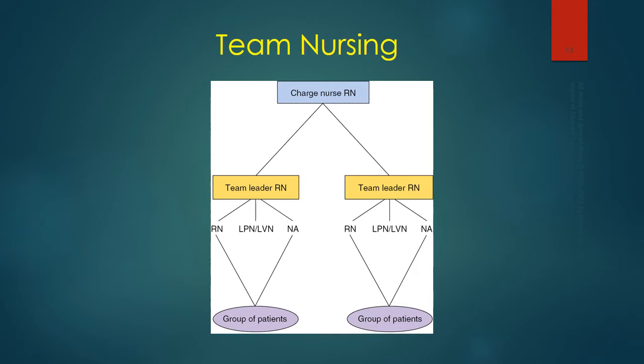The members of the team, such as the RN, LPN, LVN, nurse aide, or UAP, report directly to the team leader regarding patient progress, and then the team leader reports to the charge nurse.